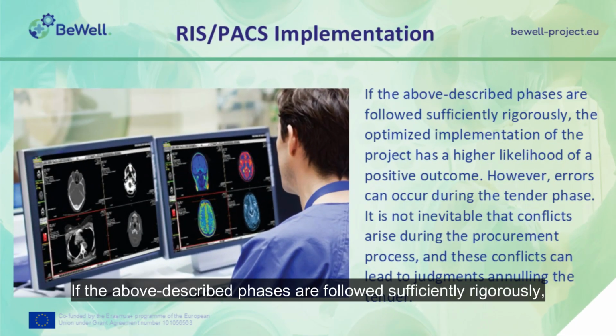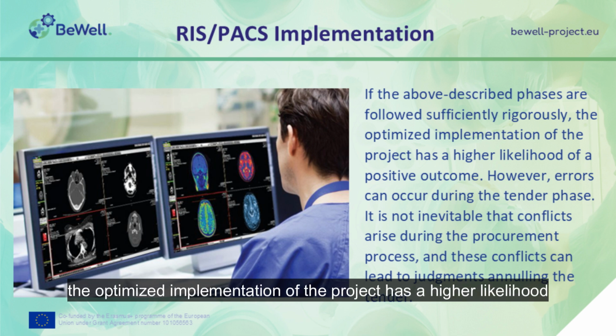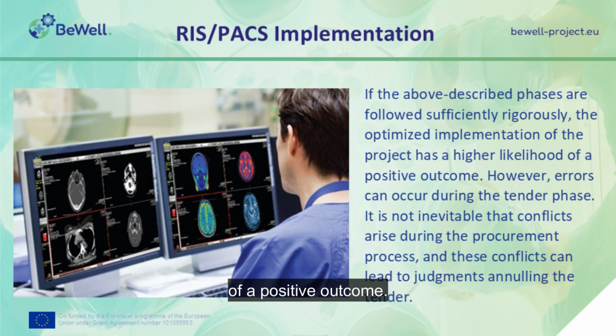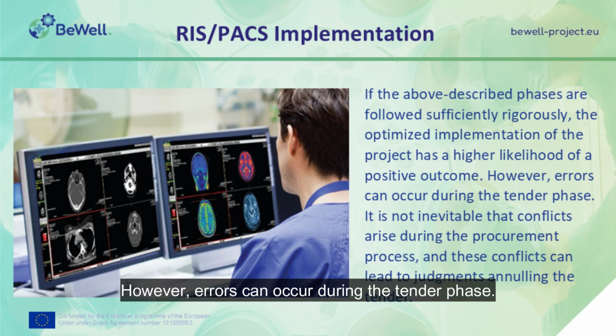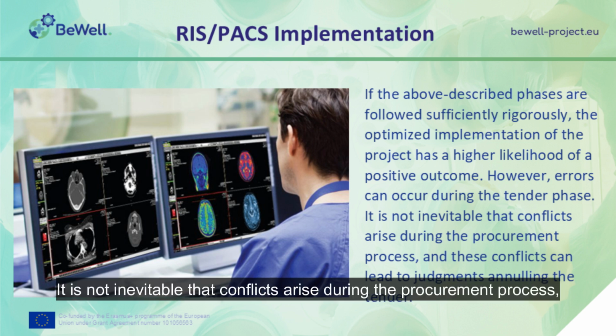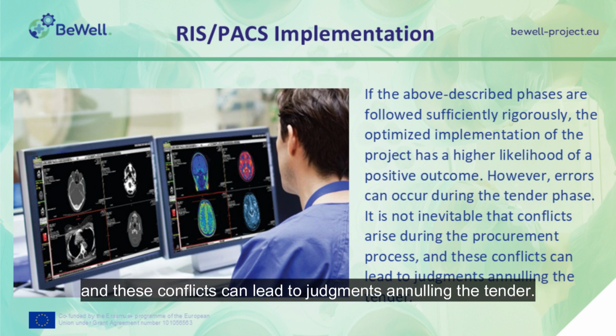If the above-described phases are followed sufficiently rigorously, the optimized implementation of the project has a higher likelihood of a positive outcome. However, errors can occur during the tender phase. It is not inevitable that conflicts arise during the procurement process, and these conflicts can lead to judgments annulling the tender.